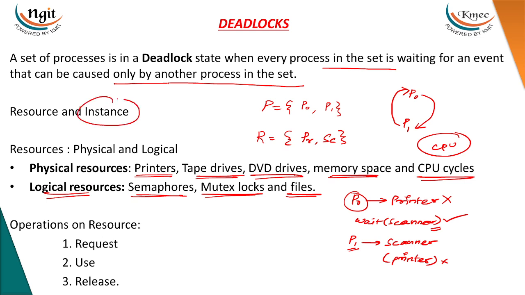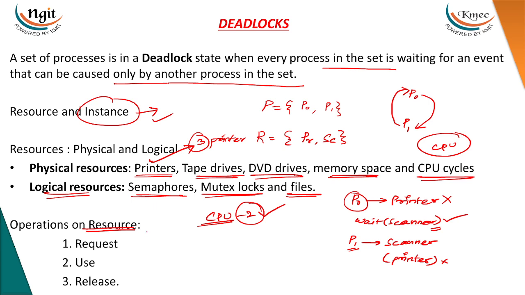What is meant by an instance? Printer is a resource, but if there are three printers, we can say there are three printer instances. If there are two CPUs in a dual processor system, the resource is the CPU and the number of instances is two.